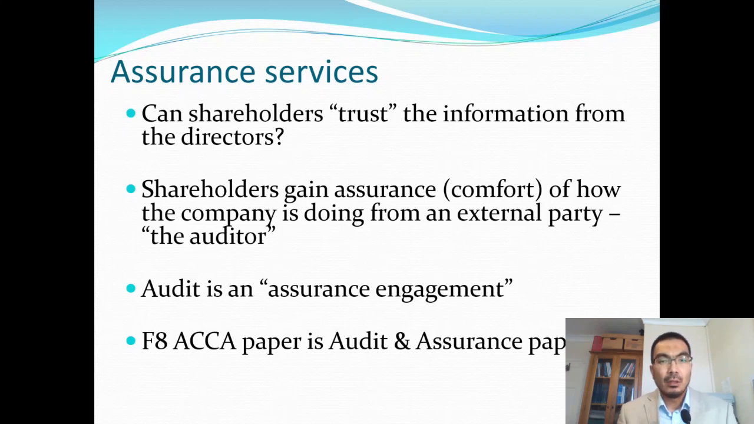Obviously, there is a risk of mistrust by the shareholders. That's why they appoint external auditors. Shareholders gain assurance of how the company is doing from an external party, from the auditors. Once they hear from the external auditors positive feedback, let's say positive assurance, then they will trust the financial information that came out from directors. Audit is an assurance engagement, so we are talking about audit and assurance. The module that we are learning, F8 of the ACCA papers, is about audit and assurance.